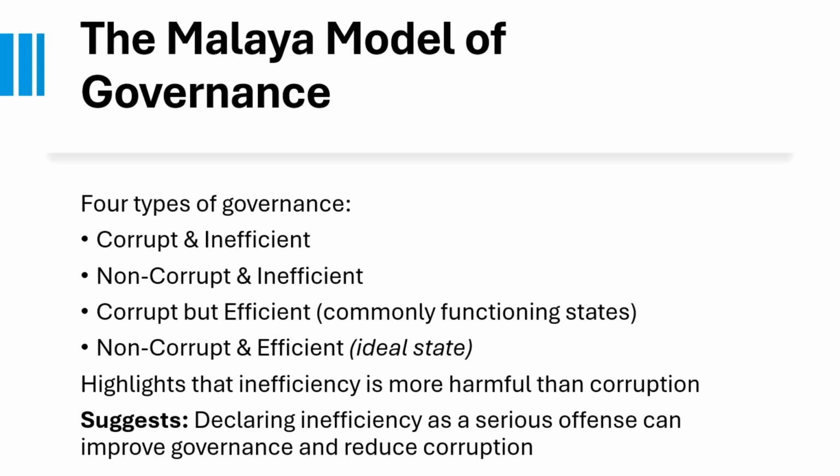No decisions, no delivery, no progress. That's why inefficiency is often more dangerous than corruption. It silently destroys governance from within. And this raises an important question: should inefficiency also be treated as a crime? Because once efficiency is enforced, corruption automatically starts shrinking.